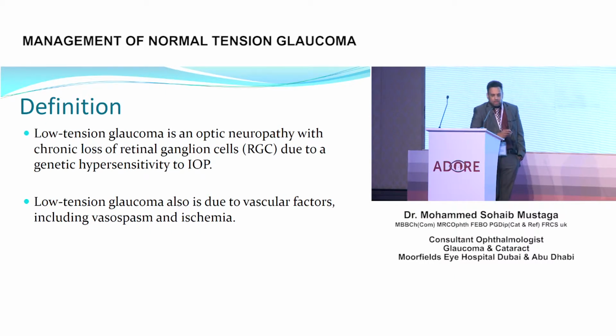and it's important to distinguish low tension glaucoma or normal tension glaucoma from open angle glaucoma, as in primary open angle glaucoma, because these patients have a higher genetic hypersensitivity to IOP. So any patients that you have that have been diagnosed with glaucoma with a pressure of less than 21, you should really think about whether they have normal tension glaucoma. Also because there are multifactorial risk factors associated with this condition, and mainly vascular risk factors, but there are many.